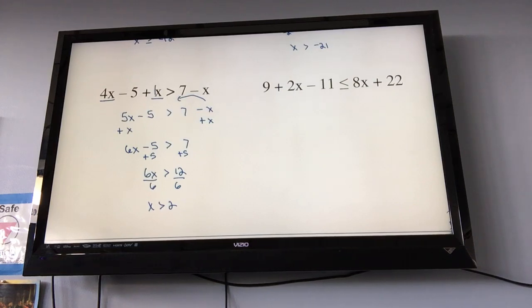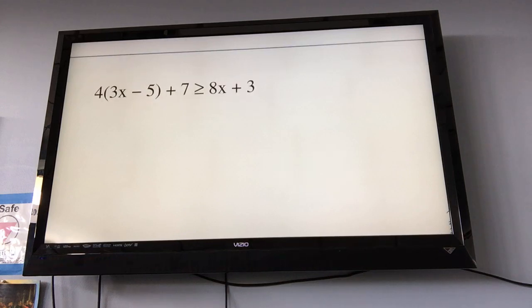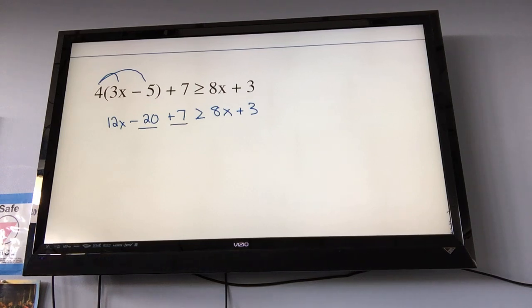Let's skip down to the next one with parentheses. If there are parentheses, we are going to do that distribution first. So 4 times 3, 12x. 4 times negative 5, negative 20. Everything else stays as is. Then we have like terms to put together. So I can put these together on the left side of my inequality symbol. Negative 20 plus 7 is negative 13.